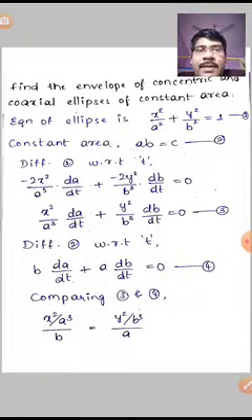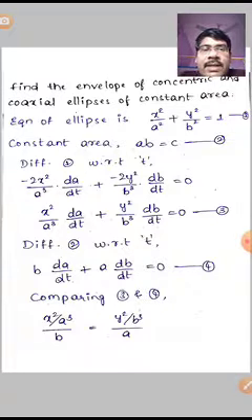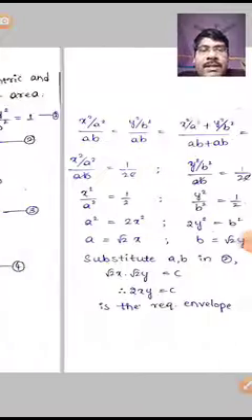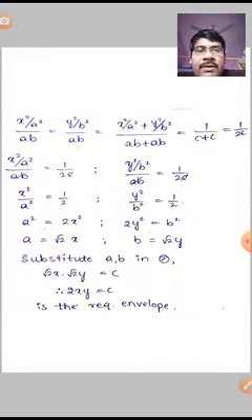Here the ellipse equation is x square by a square plus y square by b square is equal to 1. ab is equal to c is the relation. Its envelope is 2xy is equal to c.